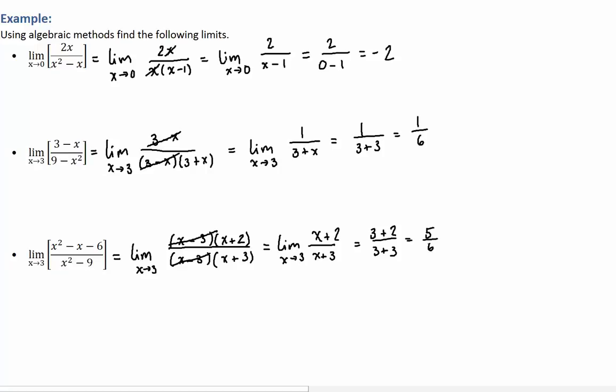And that's that. So I hope this is clear and makes sense. And you can go ahead and practice those and make sure your factoring is up to par.